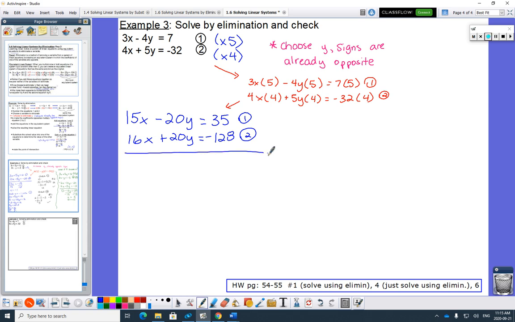So now we're ready to add them together. 15 plus 16x is 31x. Negative 20 plus 20 is 0. 35 plus negative 128 is negative 93. So we need to, again, maybe you don't know your 31 in the multiplication table, so you'll need your calculator, which is totally fine, okay? X is negative 3.